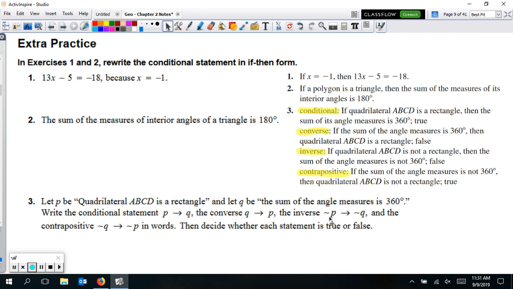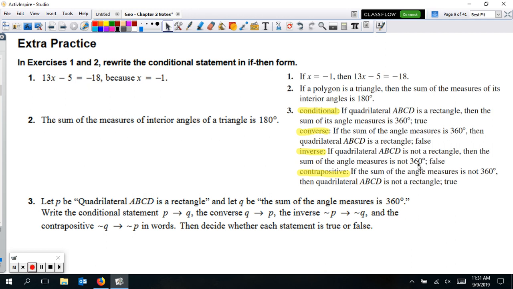Next one says inverse. So that's where we're going to be negating each of these. So we're going to say that the quadrilateral is not. Remember, you're going to put the word not after the verb. So it's not a rectangle. It is not 360. And so that's where you're seeing this here. If a quadrilateral ABC is not a rectangle, then the sum of the angle measures is not 360.